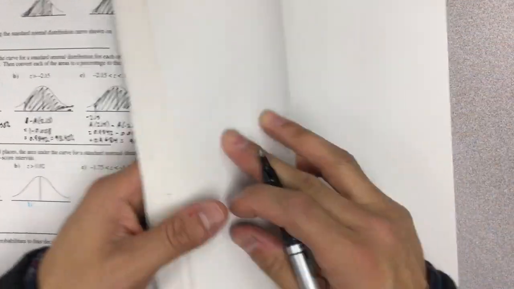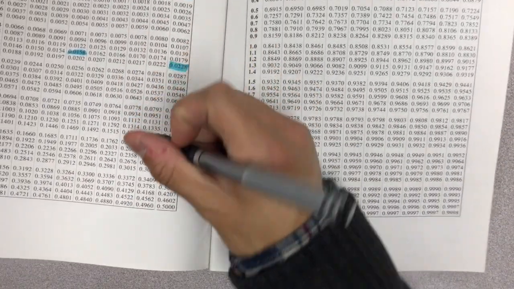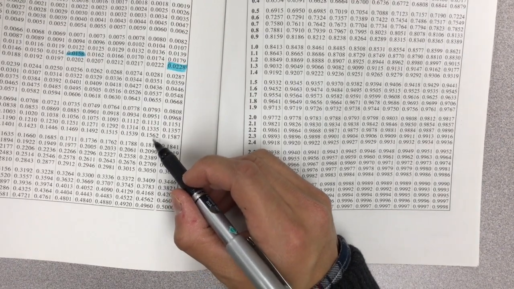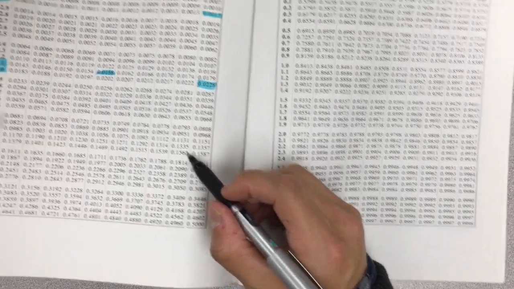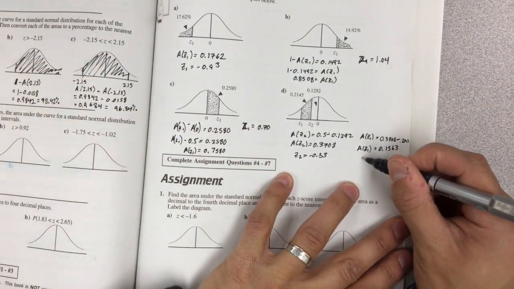So if we look at 0.1563, we're around here, and that's going to be negative 1.01. And that's the closest z-score we get there.